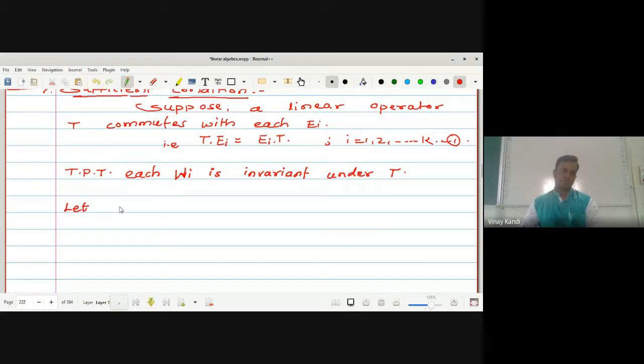Okay, look here. Let alpha belonging to Wi be any vector. If we prove T of alpha belongs to Wi, then Wi is invariant under T. Is it correct? Yes, sir. Okay.